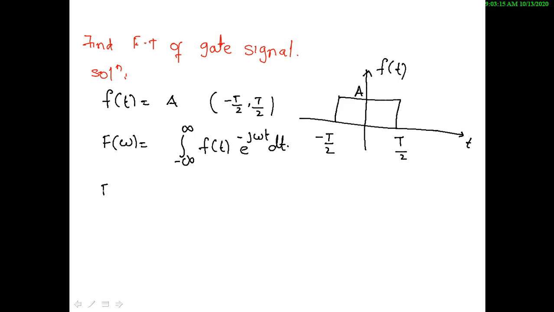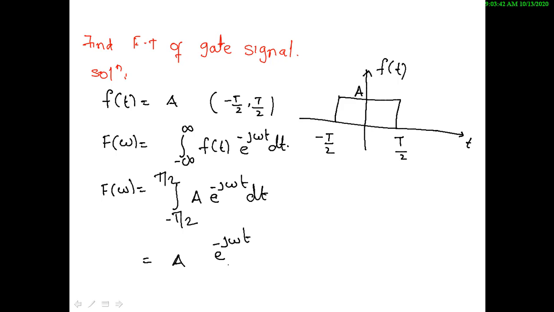So I'll be getting F of omega, which is equal to, now the limits are from minus T by 2 to T by 2. What is the function f of t? My function f of t is A e power minus j omega t into dt. Now the term A is constant, so I'll be taking it outside. The integration of e power minus j omega t can be written as e power minus j omega t by minus j omega over the limits minus T by 2 to T by 2.